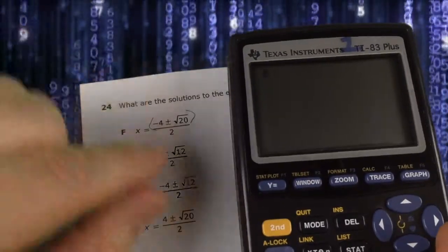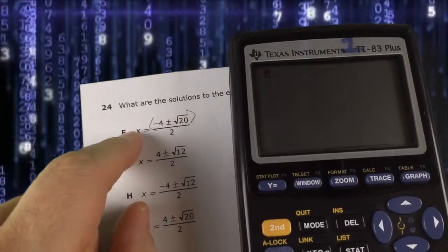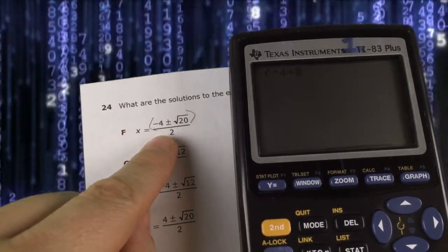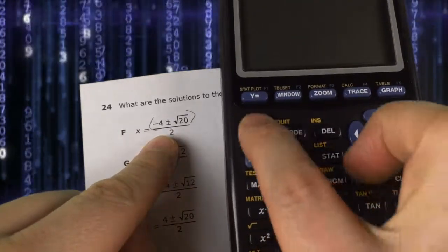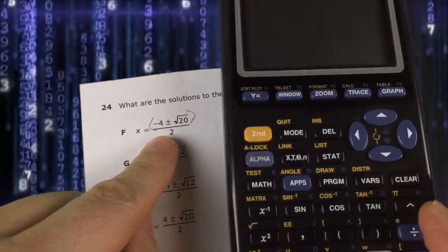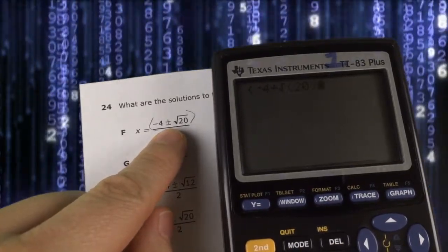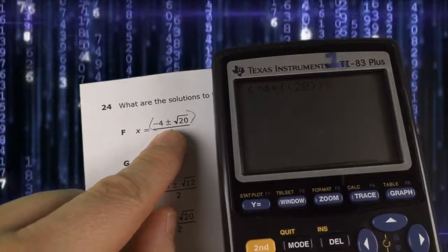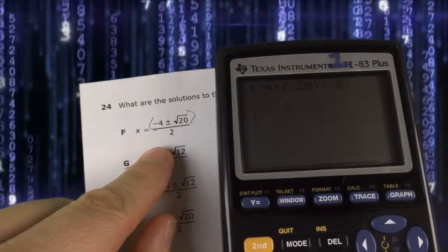Okay, let's try it. I'm going to put it all in parentheses so I can get all the top done first. So parentheses, -4 plus, how do you do square root? It's this one right here. You have to push the second key. Square root of 20, close my little square root, and now I have to close my parentheses. That's the whole top section. Now divided by 2.